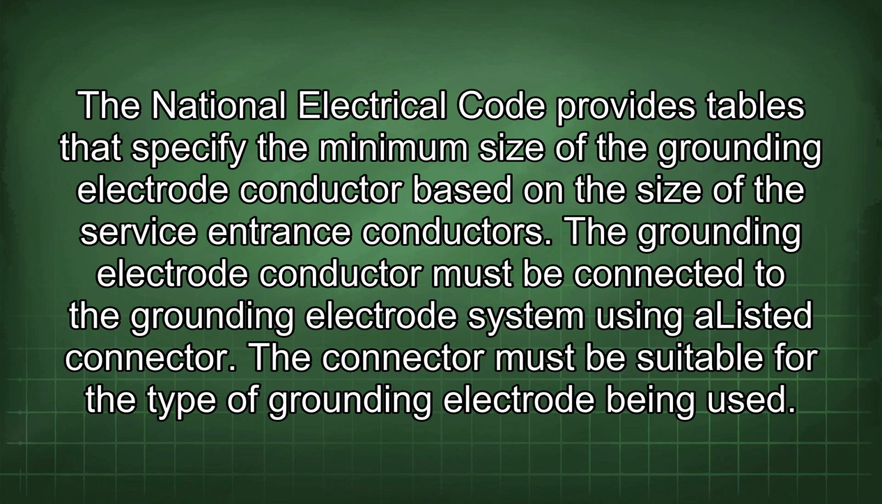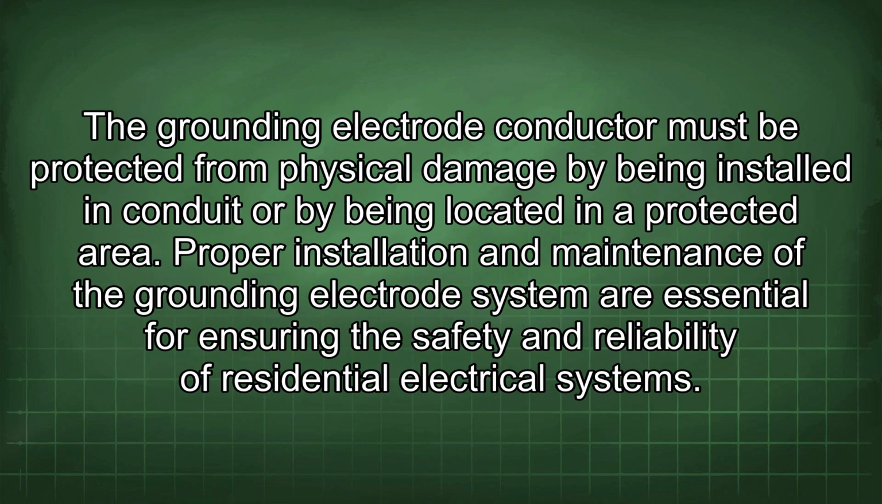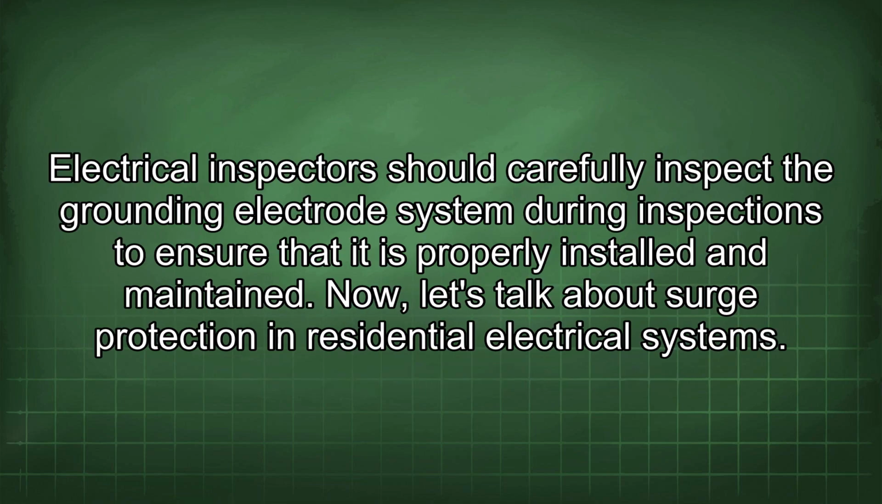The grounding electrode conductor must be connected to the grounding electrode system using a listed connector. The connector must be suitable for the type of grounding electrode being used. The grounding electrode conductor must be protected from physical damage by being installed in conduit or by being located in a protected area. Proper installation and maintenance of the grounding electrode system are essential for ensuring the safety and reliability of residential electrical systems. Electrical inspectors should carefully inspect the grounding electrode system during inspections to ensure that it is properly installed and maintained.